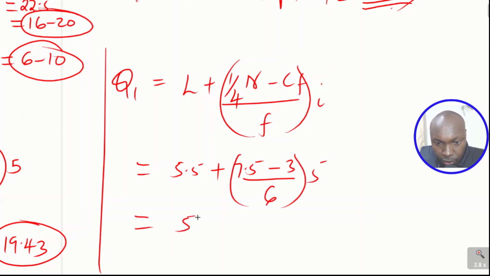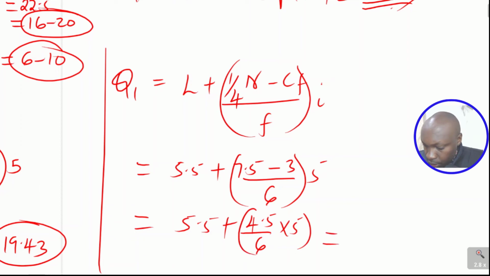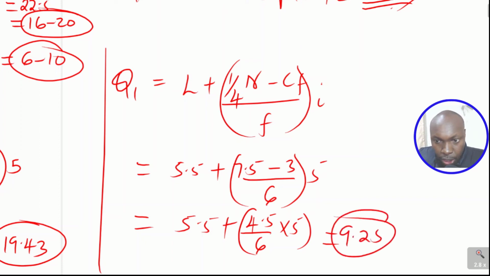Working these out, you get 5.5 plus 7.5 minus 3, which is 4.5, divided by 6, multiplied by 5. Working this out using a calculator, 5.5 plus 4.5 divided by 6, everything multiplied by 5, gives 9.25. So you get 9.25.